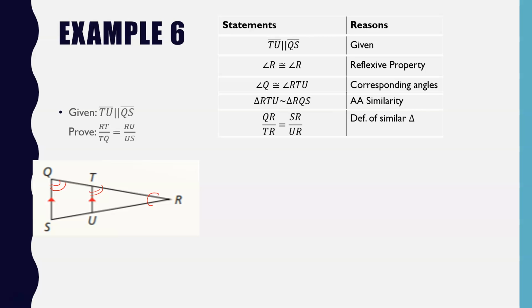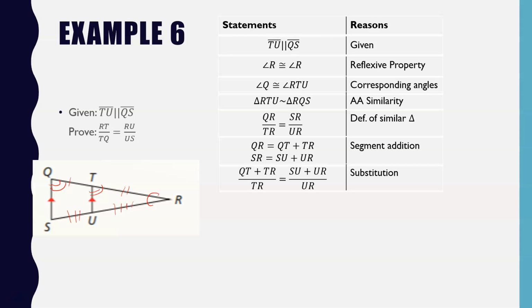Then, because I know they're similar, I know that the ratio of QR to TR is the same as SR to UR. So, this one actually needs to be on my picture. Okay. Then what I can do is I can also write segment additions. So QR equals QT plus TR, and SR equals SU plus UR by the segment addition postulate.